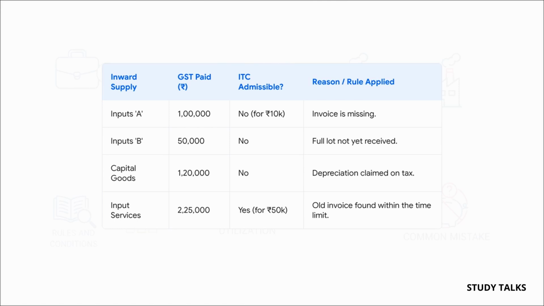Next, capital goods. XYZ Limited already claimed depreciation on the tax component in their income tax return. We just talked about this. It's one or the other. You can't have both. So that ITC is blocked. Finally, input services. They found an old invoice from January. We checked the time limit for the previous financial year, and guess what? It hasn't expired yet. So the 50,000 rupees on that invoice is perfectly claimable.